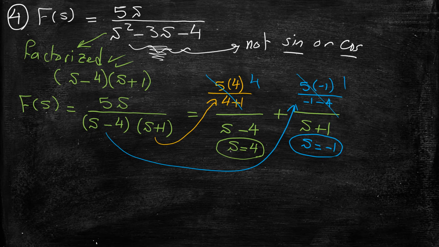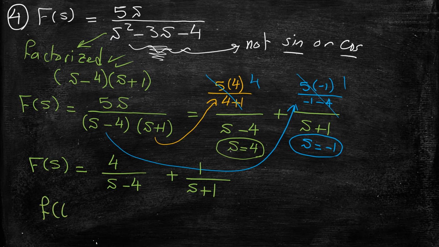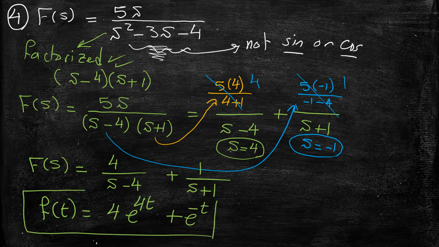So again, this is a new form. F(s) can be rewritten as 4 over s minus 4 plus 1 over s plus 1. If you get it this way, both of them are just simple exponentials. So again, f of t will be nothing but 4e^(4t) plus e^(minus t). And this is the Laplace inverse of this one.